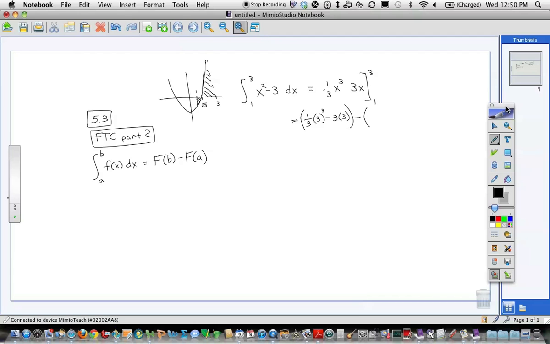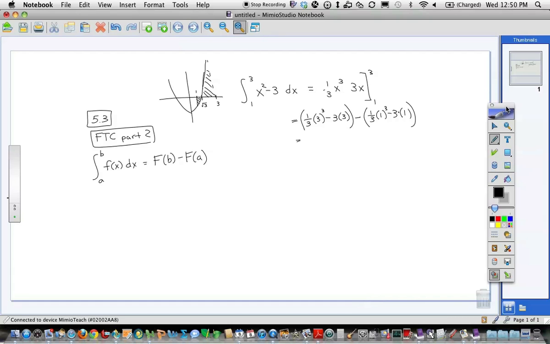Minus, and now I plug in the 1. That needs to have parentheses around it. That's probably the most common mistake people are going to make on these fundamental theorem problems: just like the quotient rule, you're subtracting and then you're not going to distribute that negative through or you're going to lose track of it here. So I always like to think of big F of B as one thing, big F of A is another thing, work those two separately and then do my subtraction.